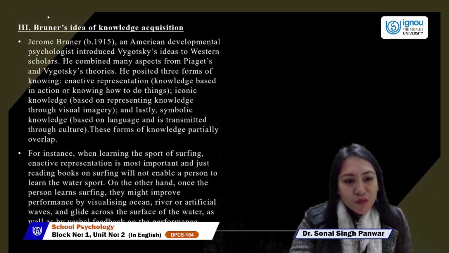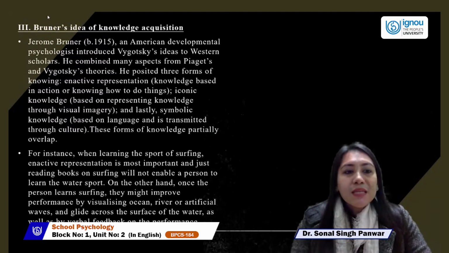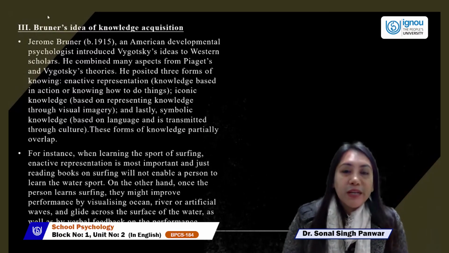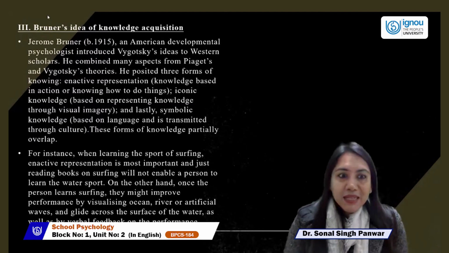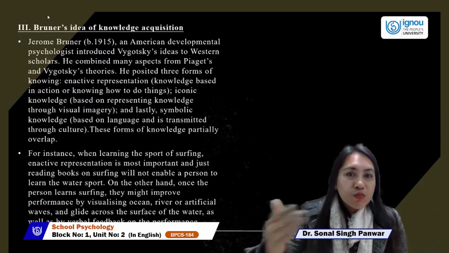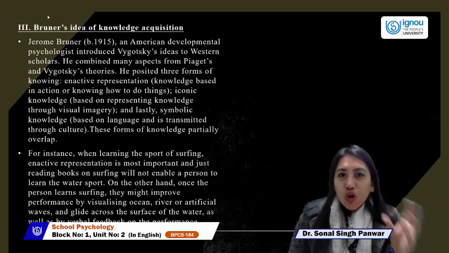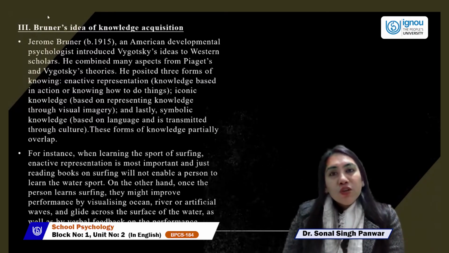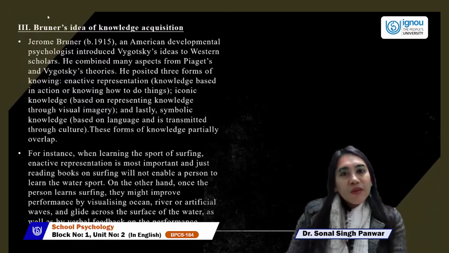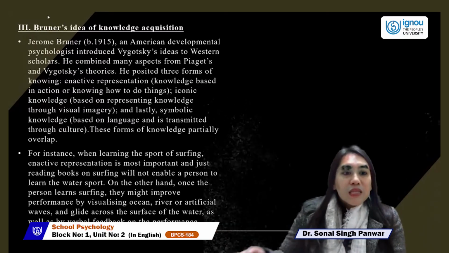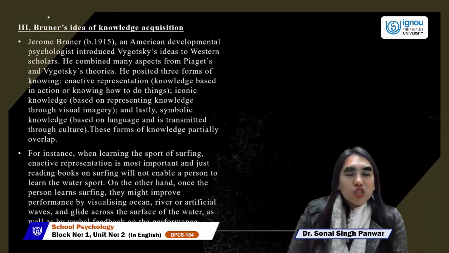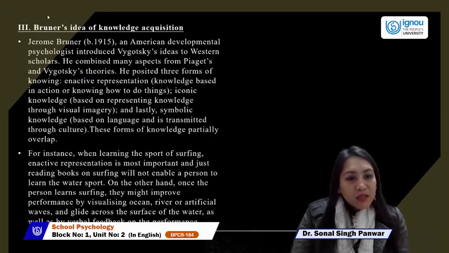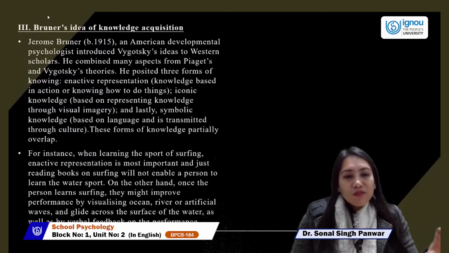So let's go through the image and take an example also. What is the enactive representation? It uses action. Knowledge which is based in doing, things that you know how to do. So enacting and learning. Then there's iconic, which is visual imagery, PowerPoint presentations, videos, etc. Lastly, symbolic, which is based on language transmitted through the culture, explained in a lecture method and associated to the culture that we are a part of. These three forms of knowing partially overlap, which is enactive, iconic, and symbolic.